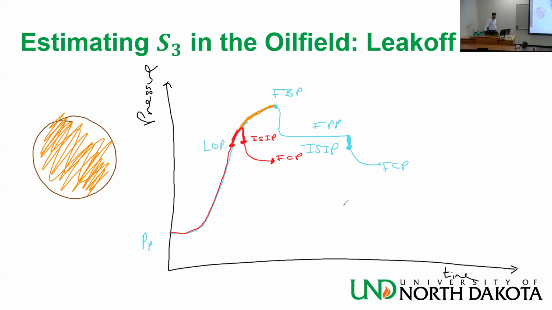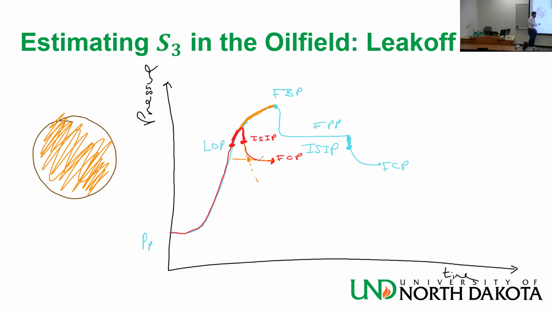And because they are very close to each other, there are people who say LOP is basically S3, a good approximation for S3. There are people who say FCP is the good approximation for S3. There are people who say ISIP is a good approximation for S3. There are people who say use the tangential method. So come here at this ISIP, draw a tangent, then come at FCP, draw a tangent. Where those tangents meet, this is S3.